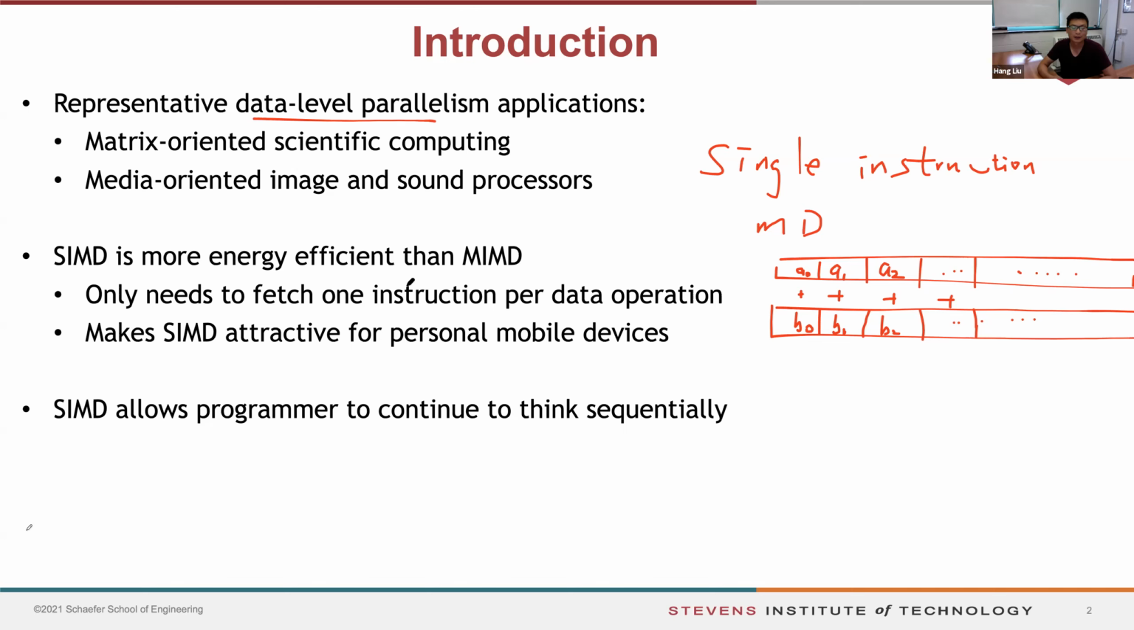SIMD allows programmers to continue to think sequentially. Why? Because we can think of A0, A1, A2, all of them as a single variable. Similarly for B0, B1, B2. So in this case, from the instruction perspective, it's really just a single instruction. Compared to multi-threaded or thread level parallelism, data level parallelism is much better, because from the instruction perspective, data level parallelism is the same as the single-threaded or serial version. Thread level parallelism introduces threads, so that introduces more complexity of thinking.